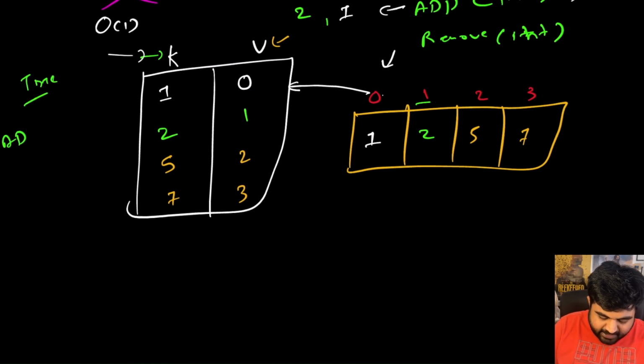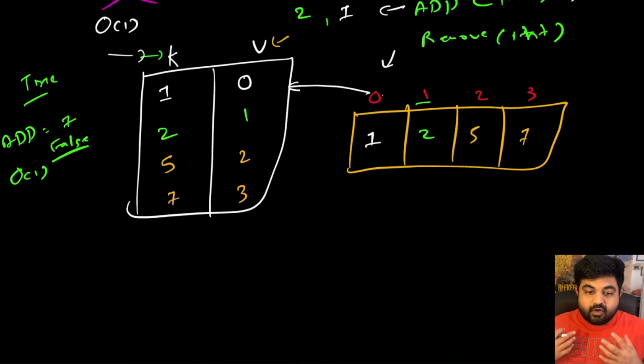Now let's say that I do one more operation, add value number 7 once again. In this case, because 7 is already present, which I can check in big O of one time, I can simply return false, saying that 7 is already present, so I cannot add 7 inside our data set that we have stored.